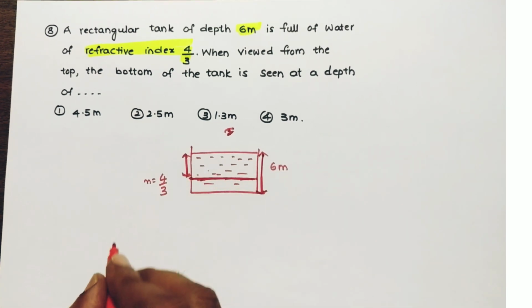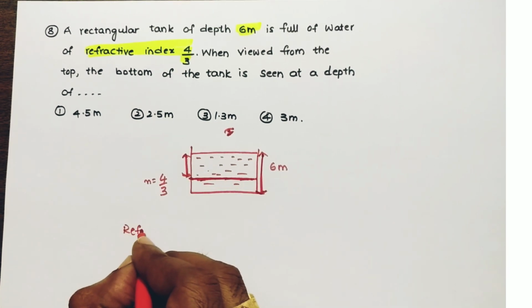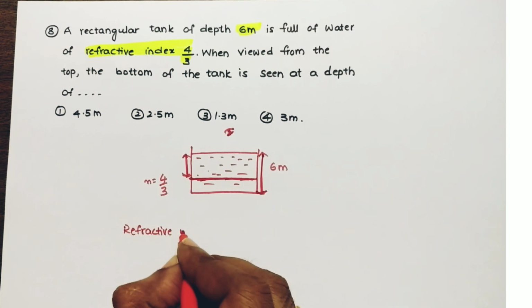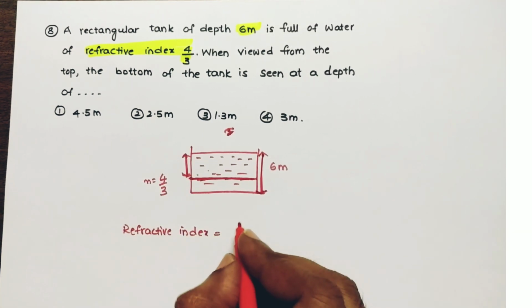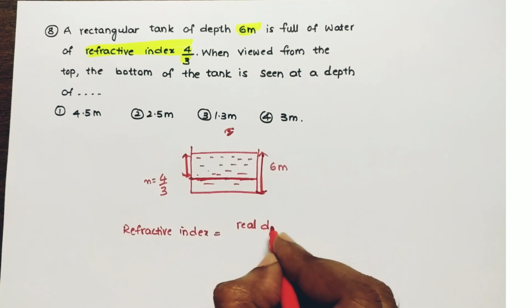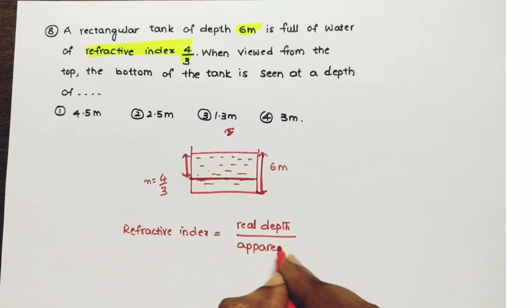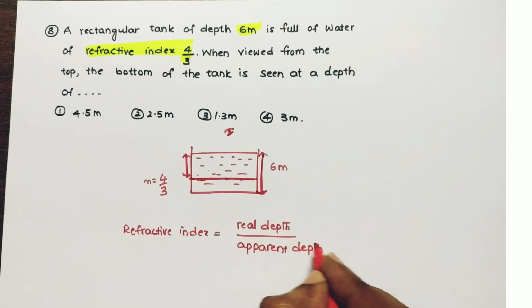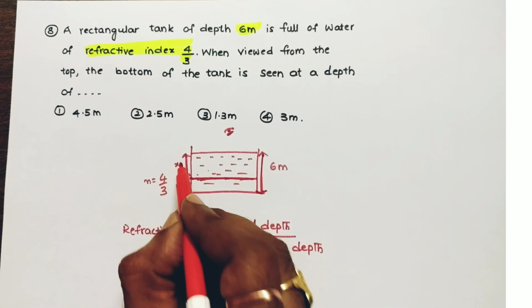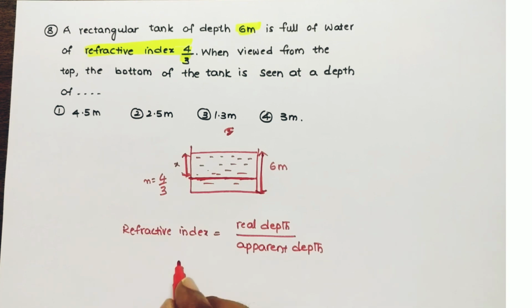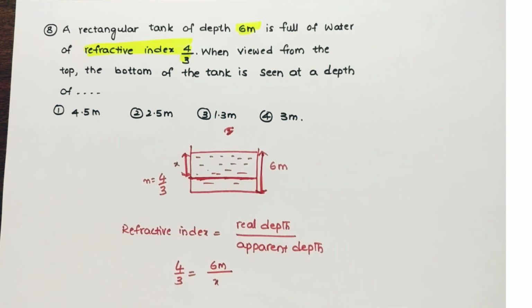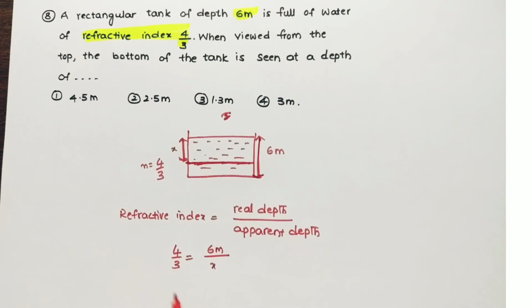So we have the formula that refractive index is equal to real depth by apparent depth. Apparent depth, this we have to calculate, that is x. So refractive index means 4/3 is equal to real depth, 6 meters, by apparent depth, x.